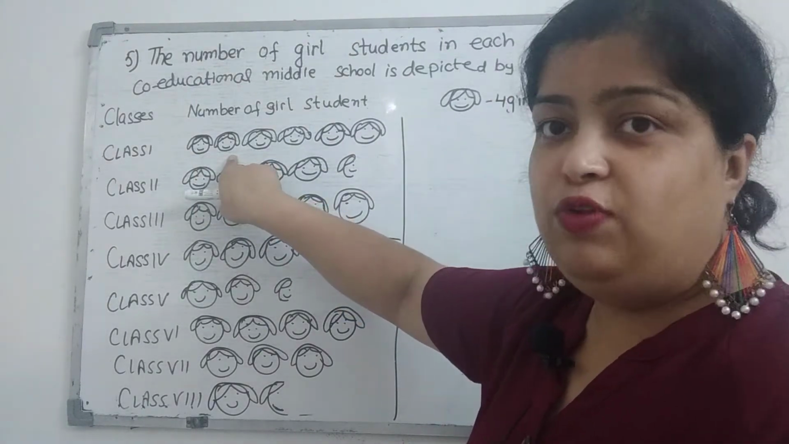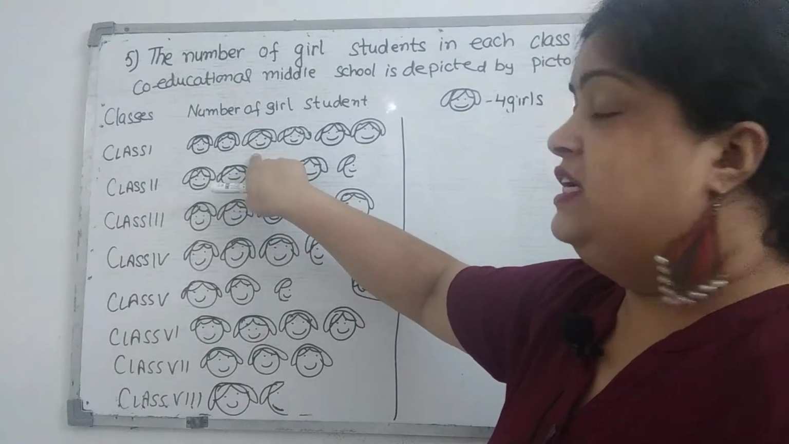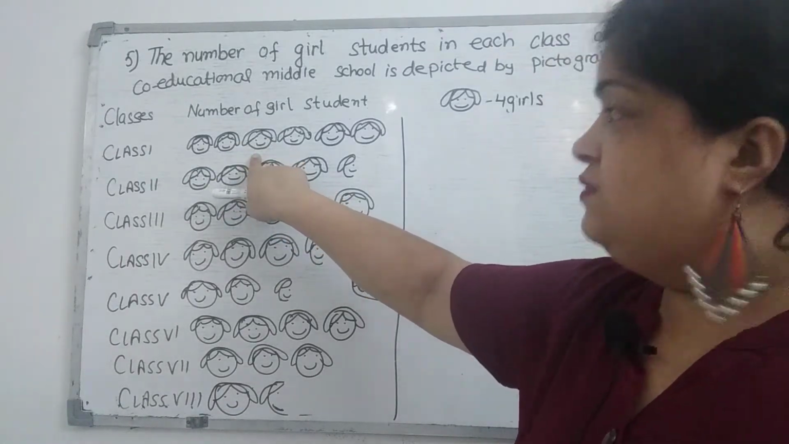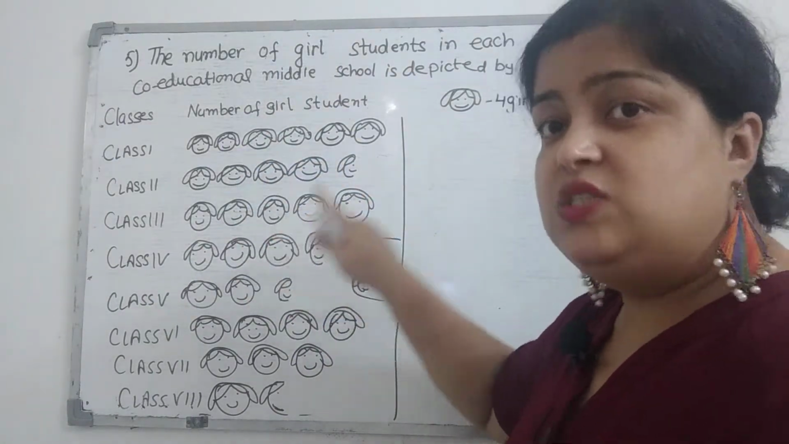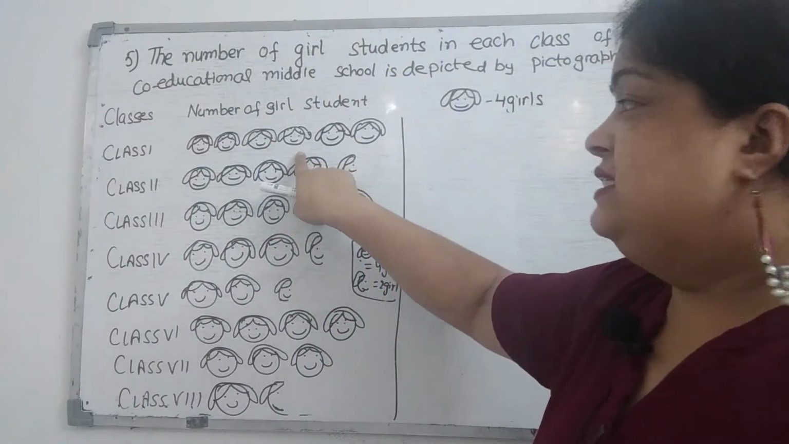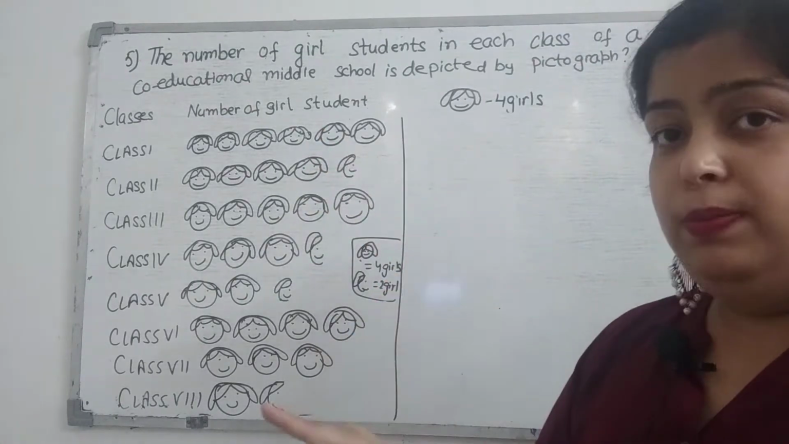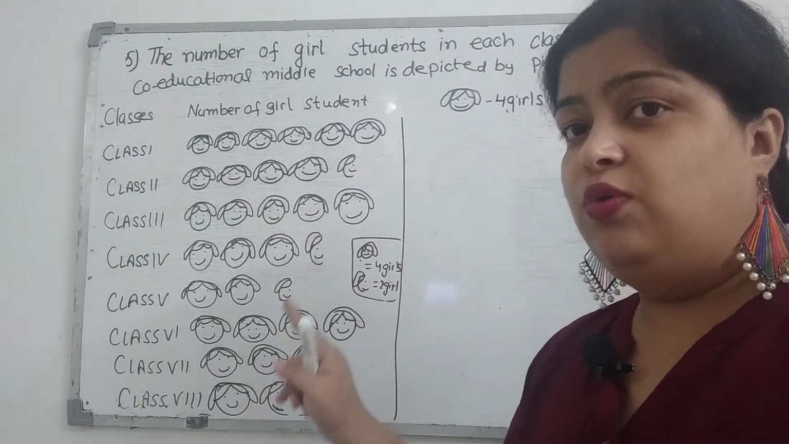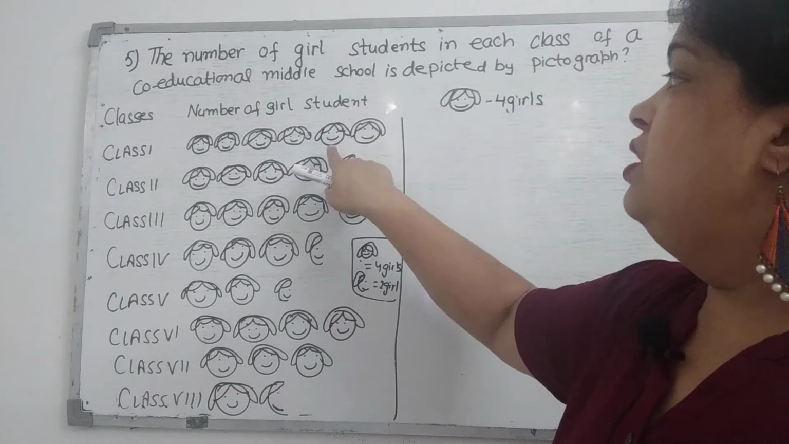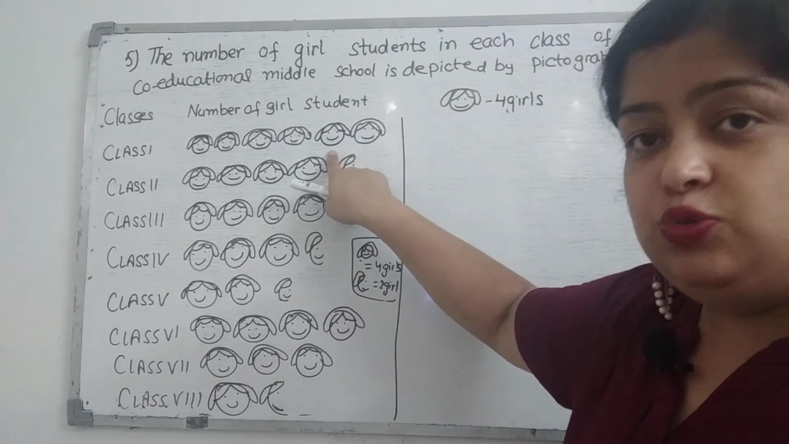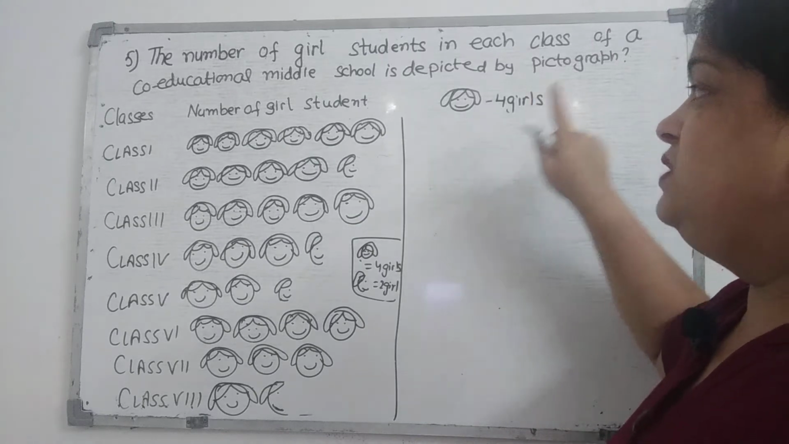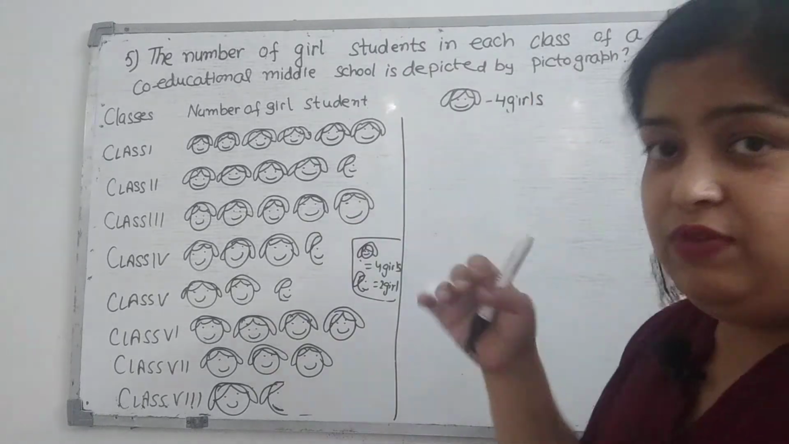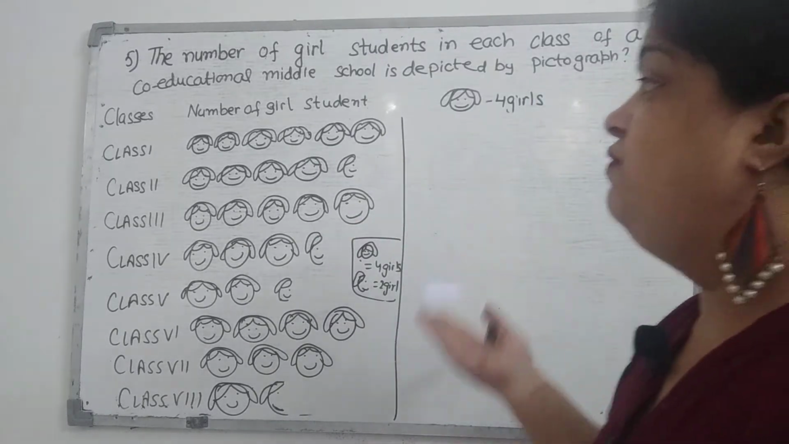Second face is 4 plus 4 is 8. Third face is 4 plus 4 plus 4 is equal to 12. Fourth face, 4 plus 4 plus 4 plus 4 is 16. For the fifth face, 4 plus 4 plus 4 plus 4 plus 4 is 20. 4 plus 4 plus 4 plus 4 plus 4 plus 4 is 24. But we have done 6 times of 4.